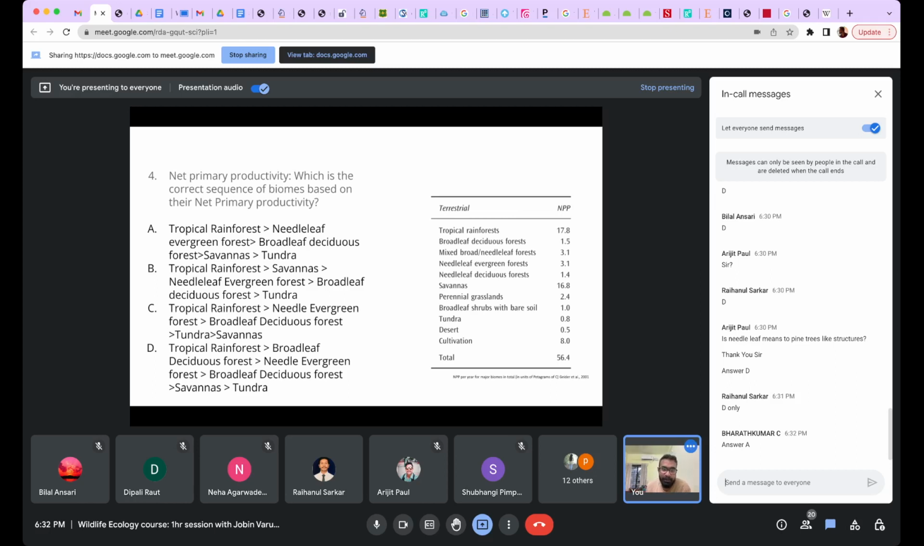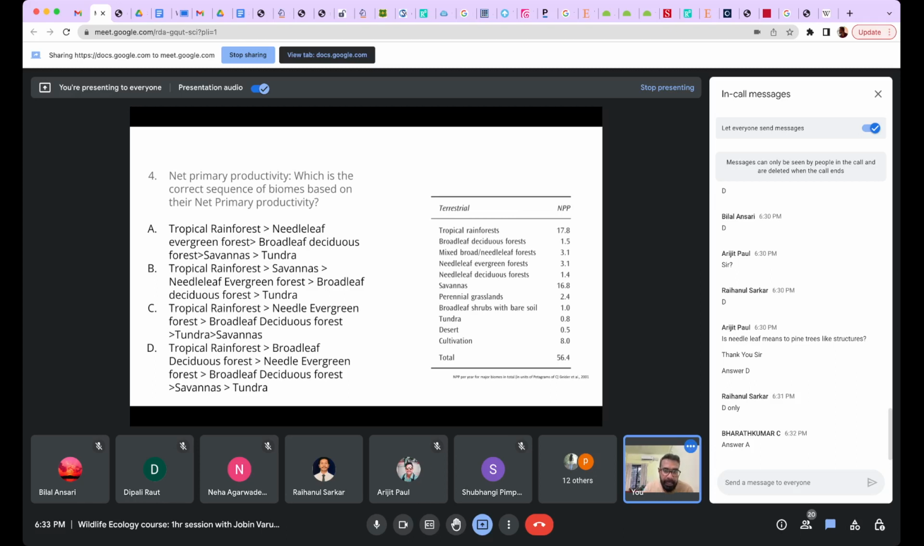So that is 16.8. Then the next that comes is 3.1, both the needle leaf evergreen forest and mixed broad needle leaf forest. And your broadleaf deciduous forest has only 1.5 petagrams. Tundra has less, 0.8.